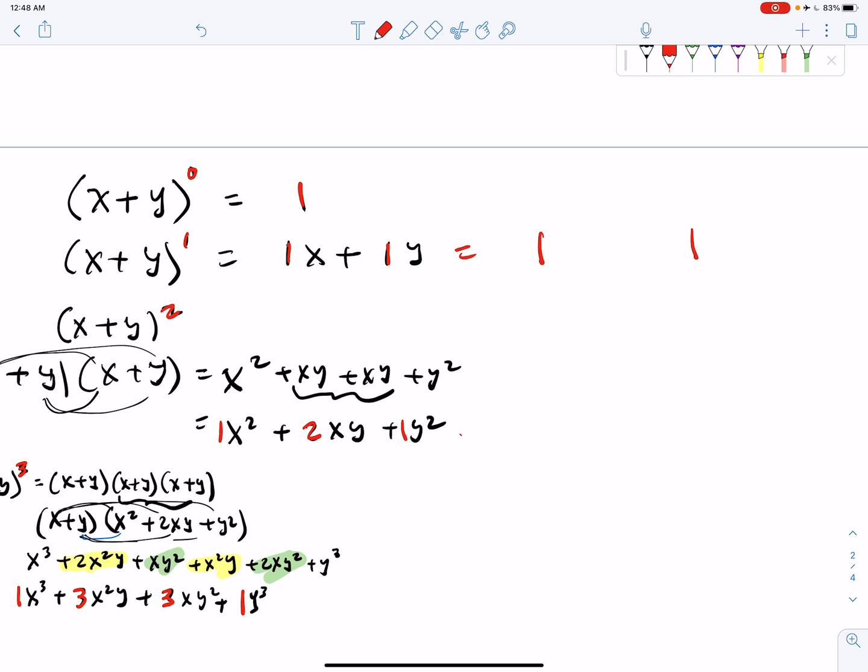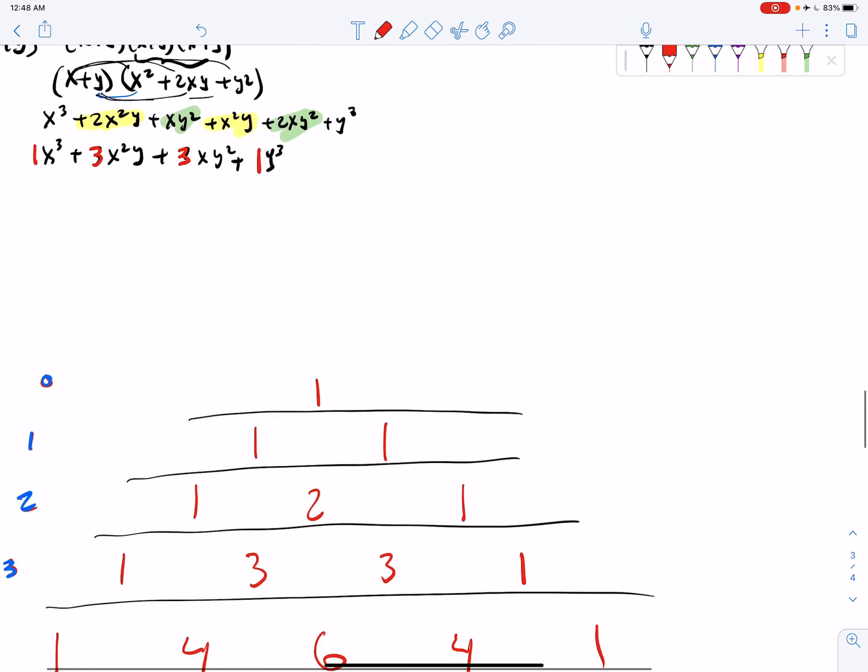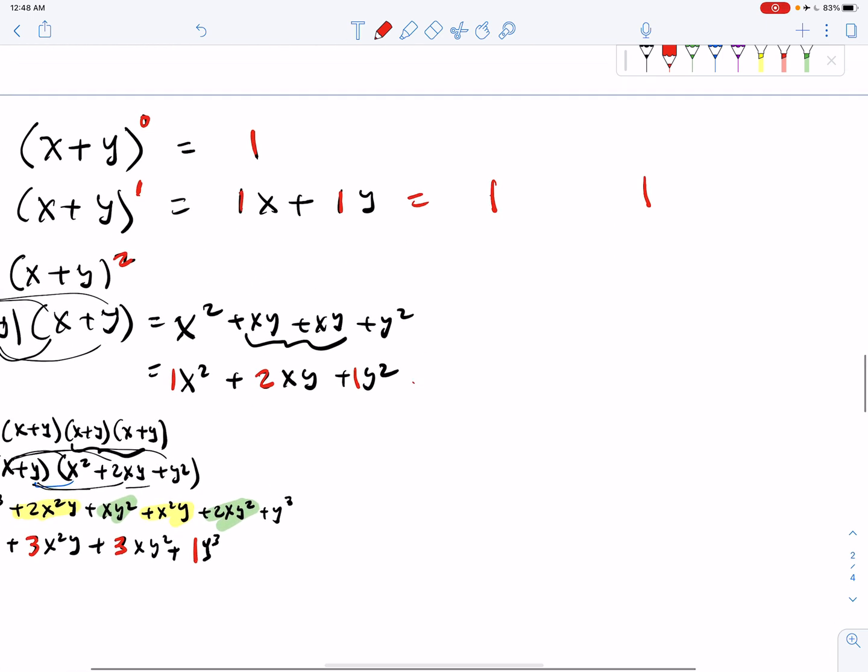But anyhow, so the way this goes, concentrate. The way this goes is you see that this is the first power, right? So you go to Pascal's triangle and you look at the first, and it has a 1 and 1. So look at that, 1 and 1 is written down.